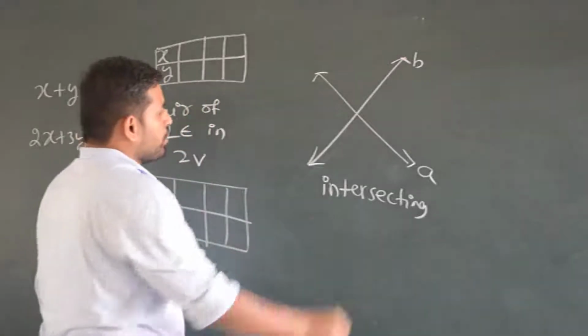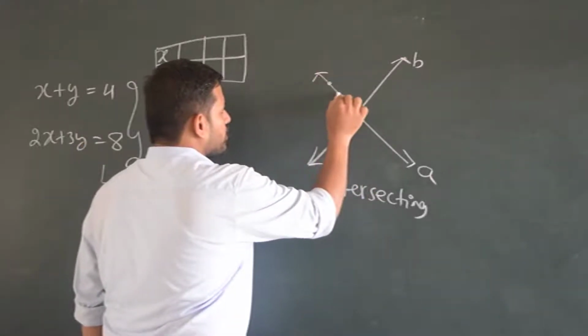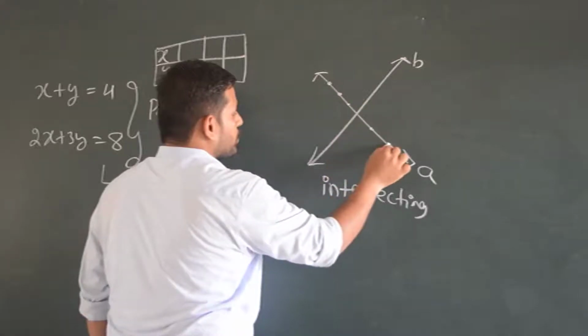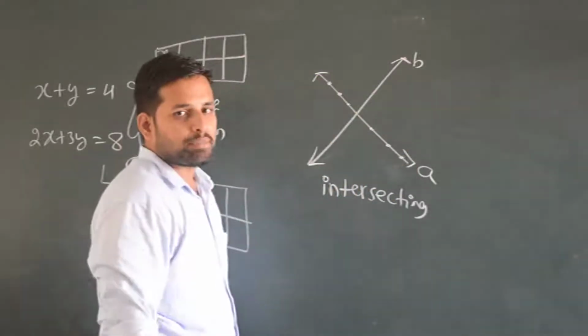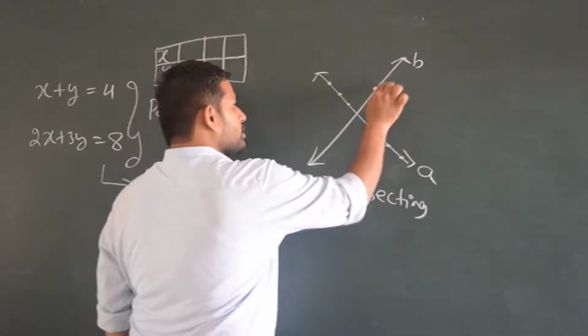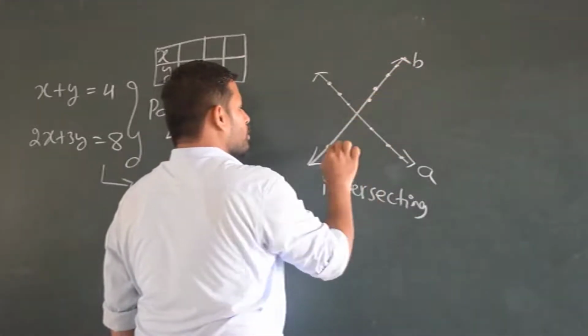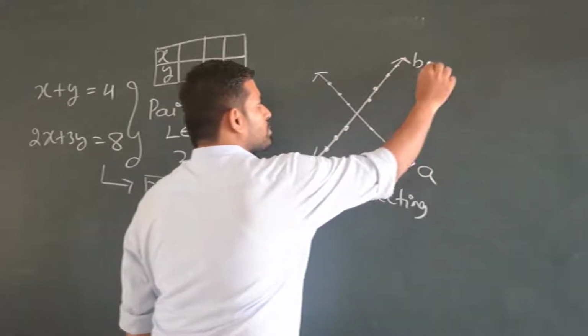Correct? Now, whatever points are there on this graph, for example, this point, this point, this point, all these points, what do these points represent? All these points are representing the solutions of equation A. Now, how about these points? Whatever these points are there, what do these points represent? All these points will be representing the solutions of equation B.